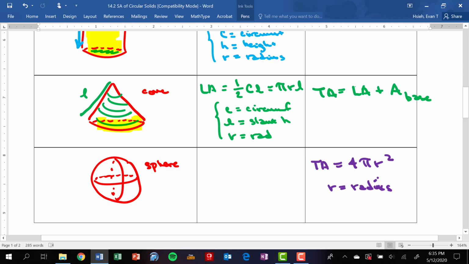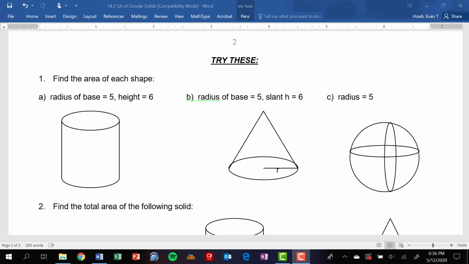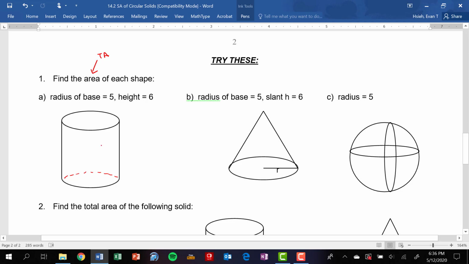Okay, we'll flip over to the back side now and try a few problems using these formulas. Okay, we're on to the back side here. We're going to try 4 problems to practice finding the total surface area. So in this case, we're looking for the total surface area of each of the circular shapes. First one here, of course, is a cylinder, and the radius of the base is 5, and your height is 6, which is right here.